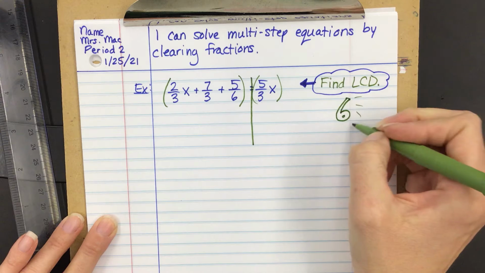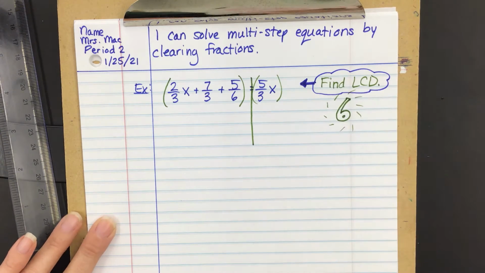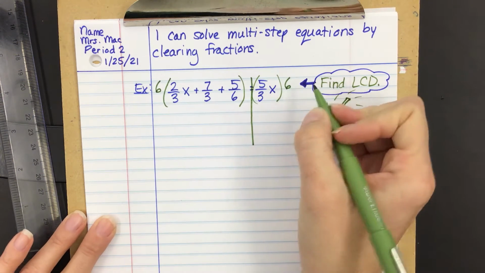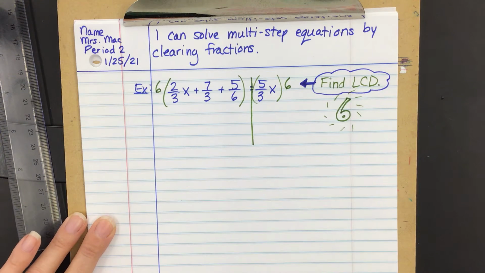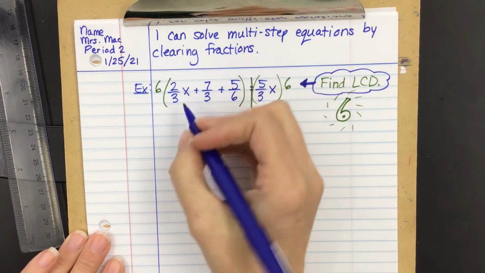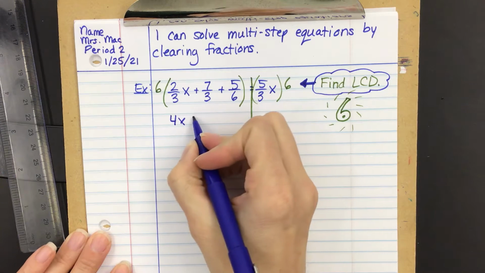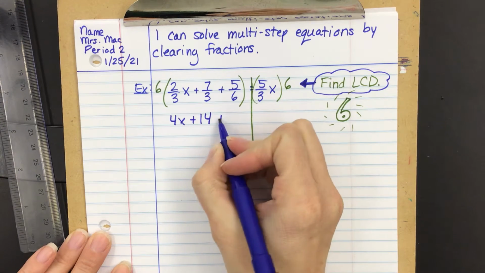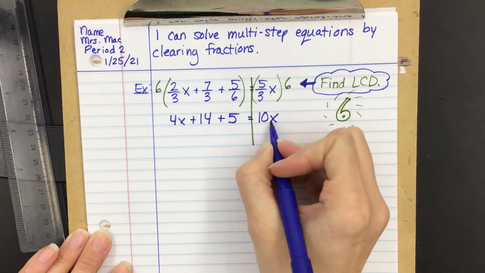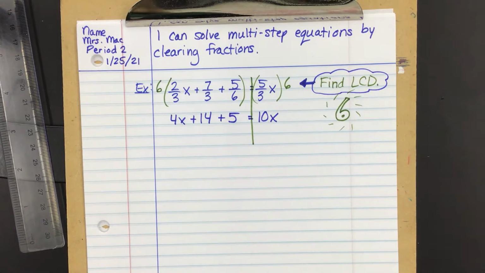Okay? So what I'm going to do is I'm going to multiply both sides by 6. Multiply this side by 6 and this side by 6. Okay? And when I do that, I'm going to get 4x plus 14 plus 5 is equal to 10x. Okay? Does anybody need me to show them how I did that? Or I'll just give you a second to look at it to make sure that you agree with me.